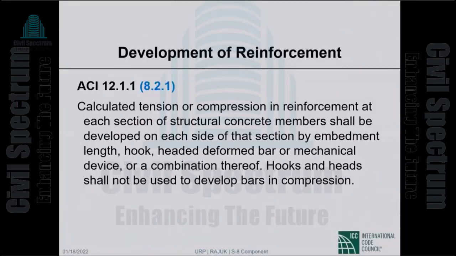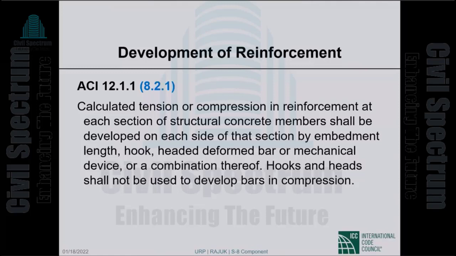Okay. So with those basics in mind, we now go into ACI 318 and BNBC 2020. There are a lot of details, as I said in the beginning. Let us wade in and see what we can learn.